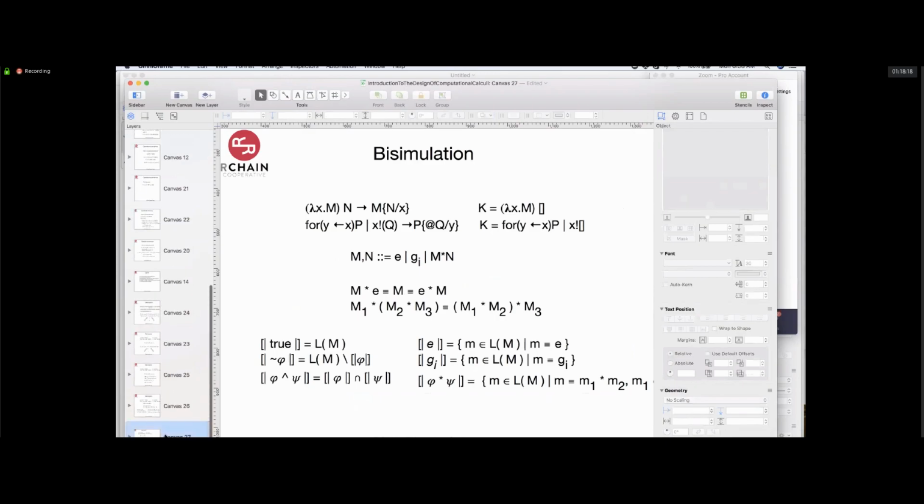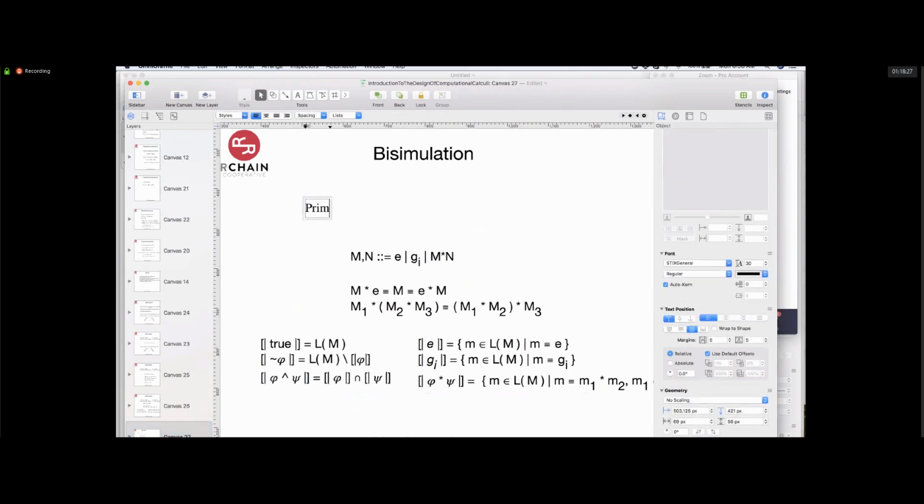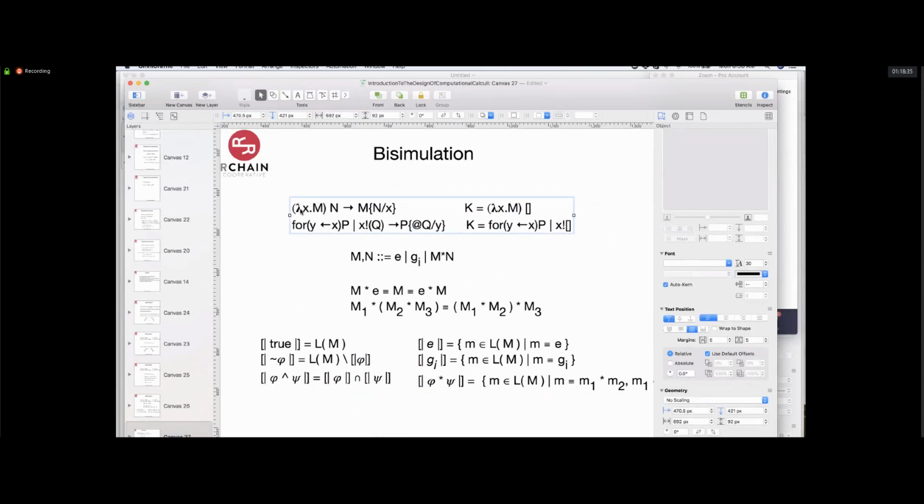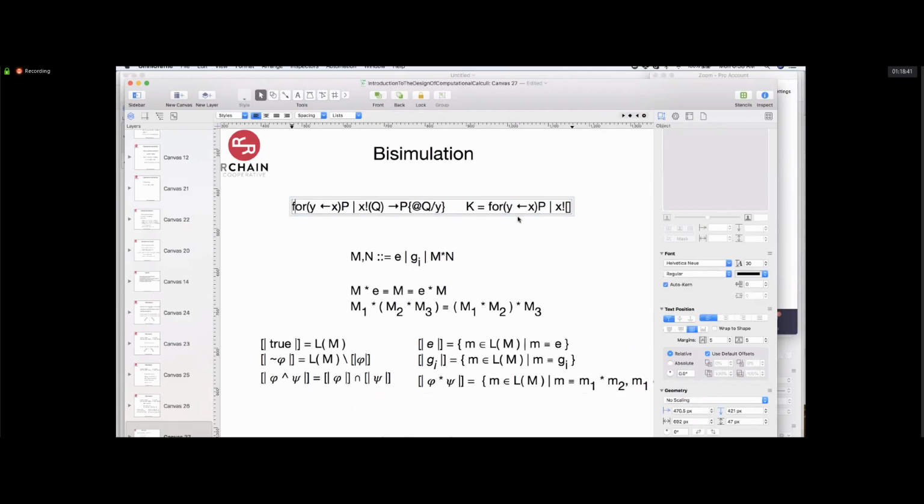All right, so the promise is primality. I'm going to give you a one-liner for primality. How about get rid of those? Okay, and that's going to be, well, what do we know about primes?